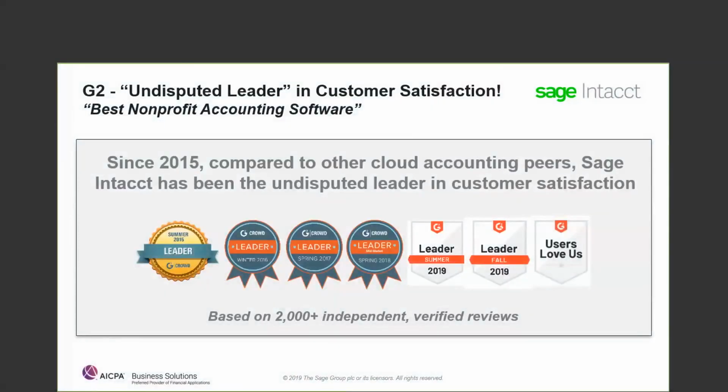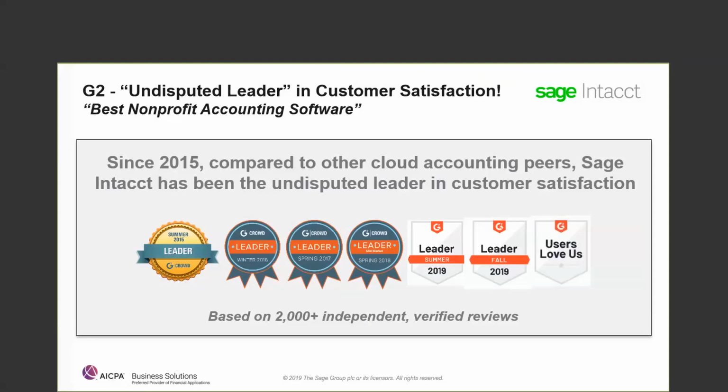for those of you who may not know, G2 is the leader in business software and services reviews. It's a peer-to-peer review site, and Sage has been recognized since 2015, the last several years, as a leader in customer satisfaction. And if you go into the G2 site and type in nonprofit accounting software, you'll find that Sage Intacct is also at the top of that list as well.